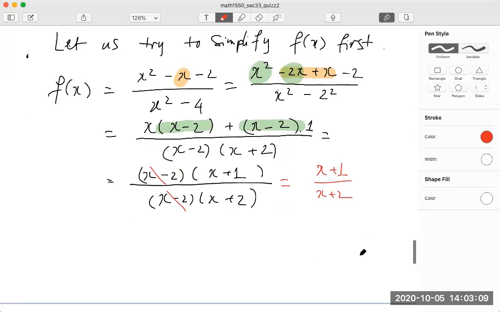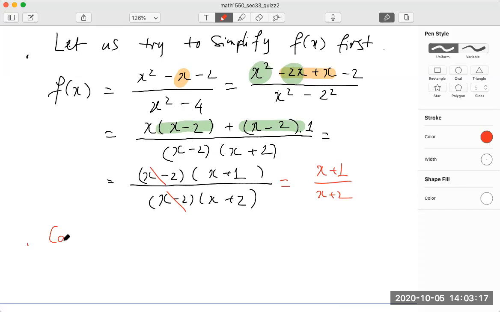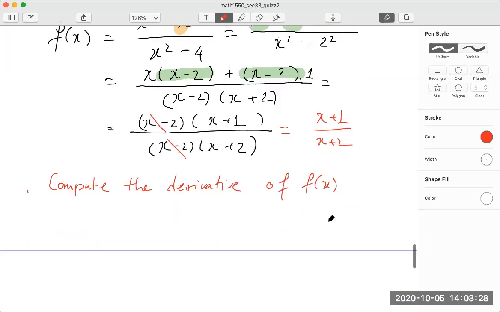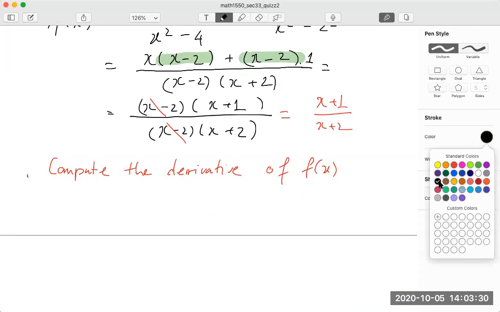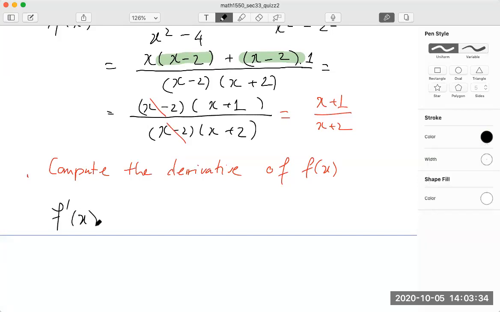So now we have a simpler f of x, okay? Then we need to compute the derivative of f of x. And now it's simpler, so it helps us a lot. So if we want to compute f prime of x, it will be the derivative of this one, the new guy.